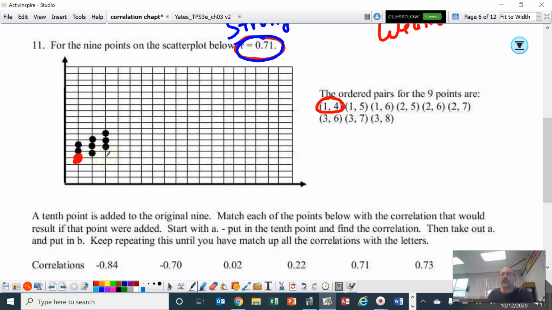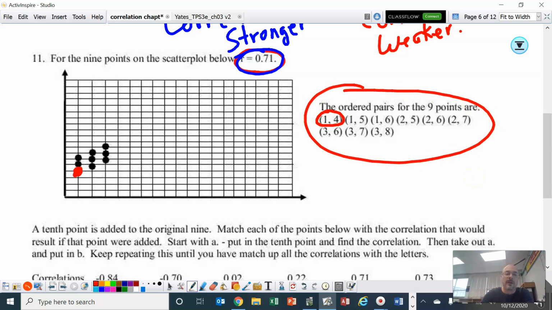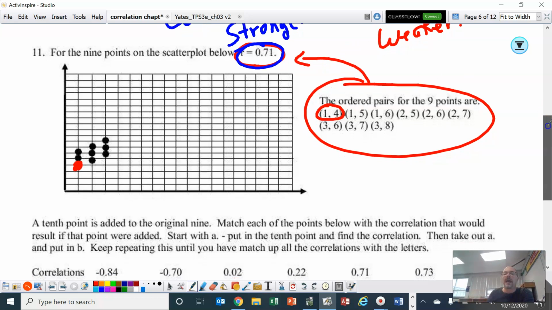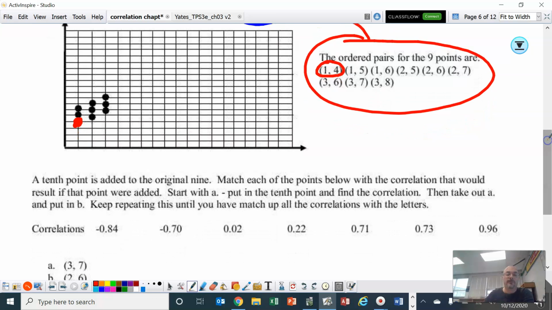Okay, well, hold on here. So these are the 9 dots that are there. Okay, so there's the 1, 4, and then the 1, 5, and so on. So those are the 9 dots that are on the screen. Okay, so what we're going to do now is we're going to add a 10th point. My apologies for what I said before. I'm not going to reshoot this video because I'm already 25 minutes in.